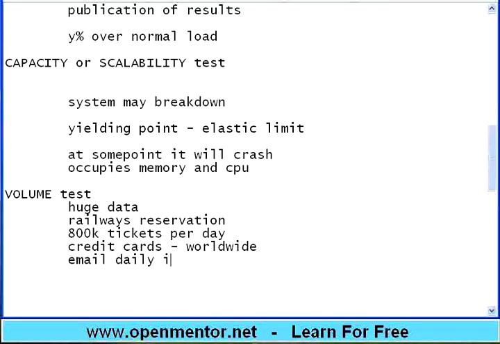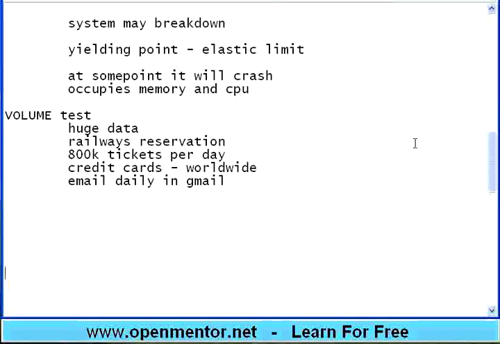Daily in Gmail, so many people are sending text and attachments, right? Everything is finally stored in disks. When disks are getting full, retrieval time and storage time all take more, it occupies memory, and then it chokes. Testing with gigabytes and terabytes of data is called a volume test.